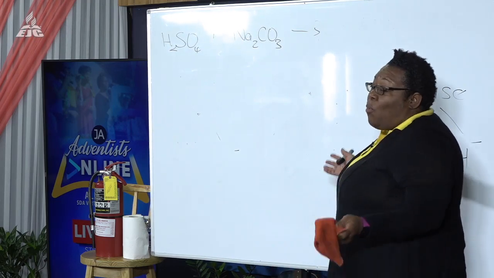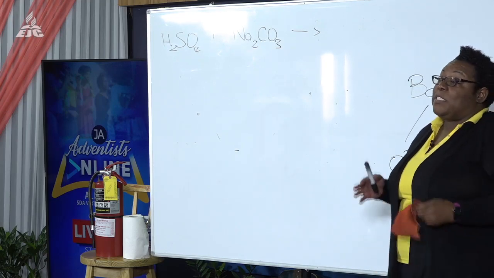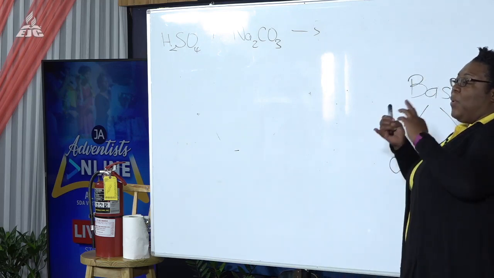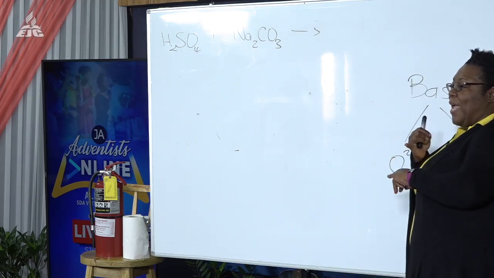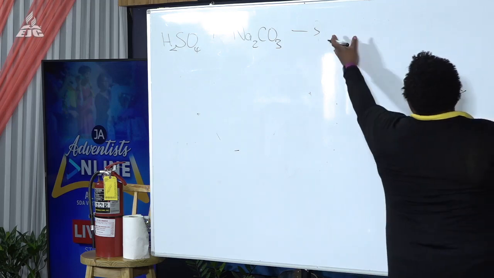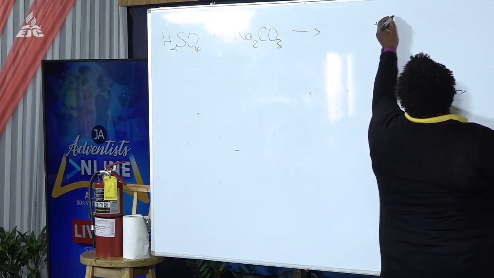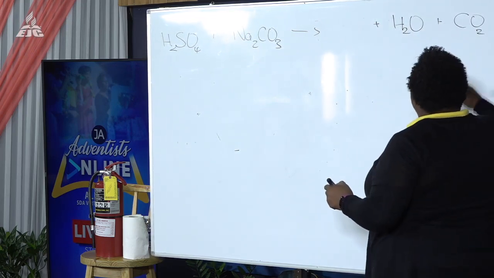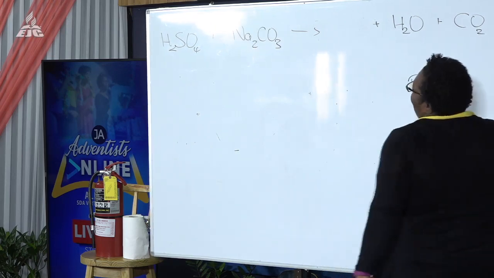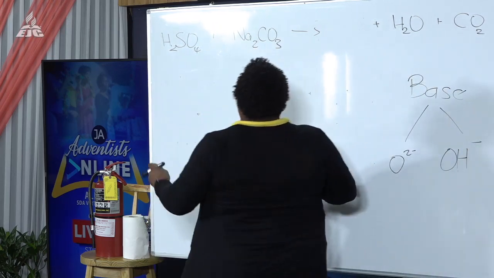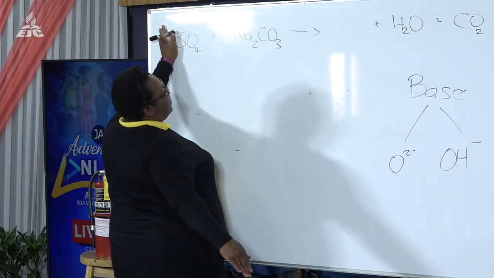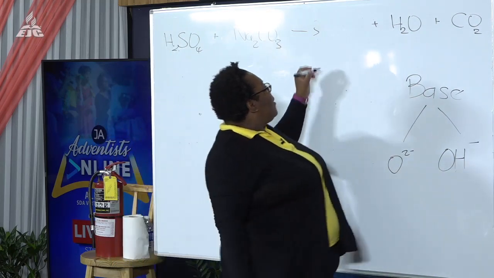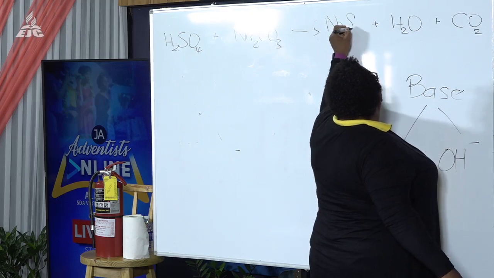Again, if you're not too sure what the salt is going to be, take out what you are sure of. We are positive that among the products, we will have carbon dioxide and water. So let's put those in. So we leave the space for the salt. We put in the water, H2O. We put in the carbon dioxide. Now, all we need to do is to put in the salt. If we were to take out the carbon dioxide and the water, what is left? Sodium sulfate, Na2SO4.